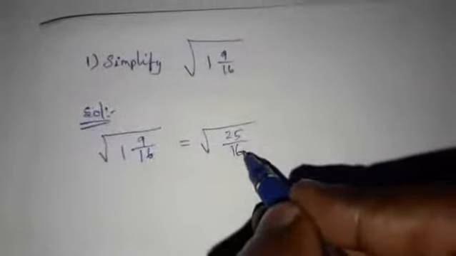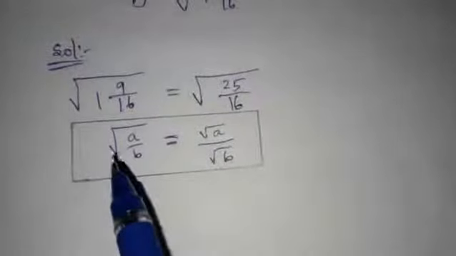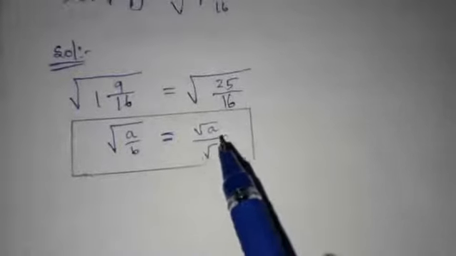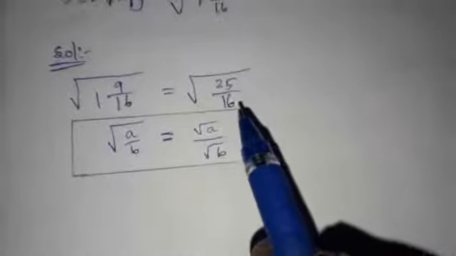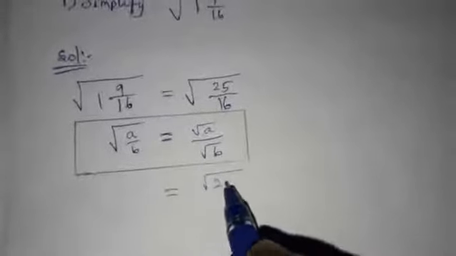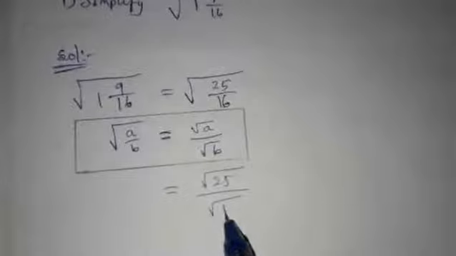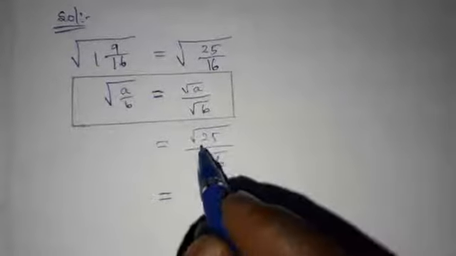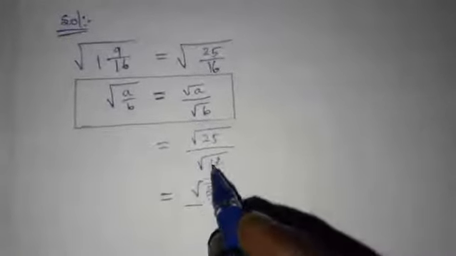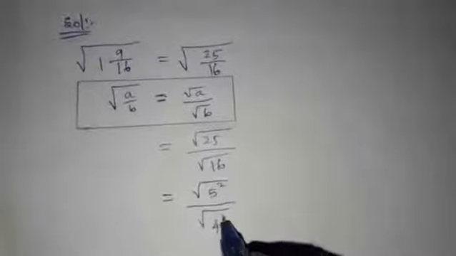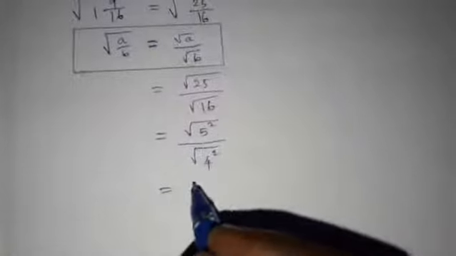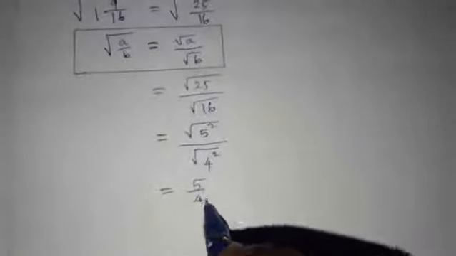The denominator is 16. We know a rule: square root of a by b equals square root of a by square root of b. By using this, square root of 25 by 16 can be written as square root of 25 divided by square root of 16. Square root of 25 can be written as 5 squared. Square root of 16 can be written as 4 squared. When we take the square root of these numbers, we get 5 by 4.